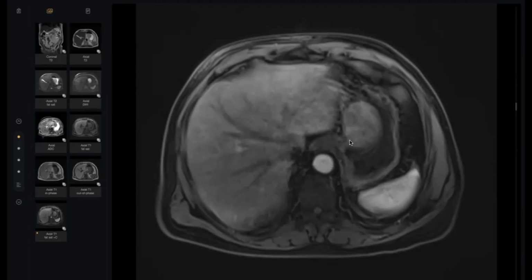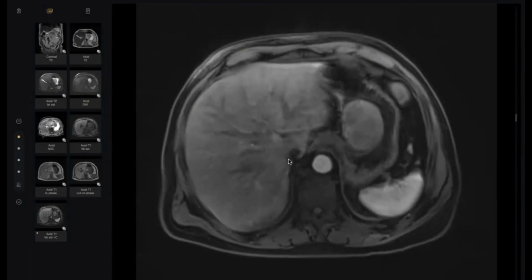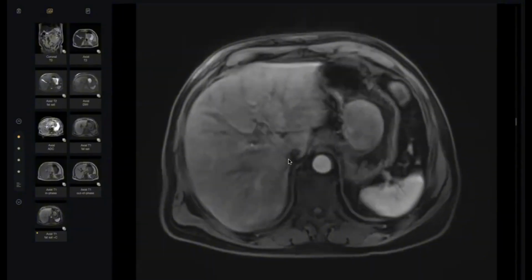Sir, gastrointestinal stromal tumor. Okay, thank you, doctor. That is most likely it, as this is endophytic and not small, large. And there is no obvious infiltration here, so we are away from cancer. Looks like GIST.